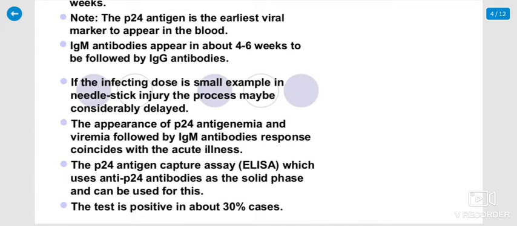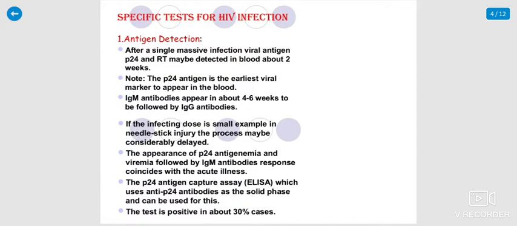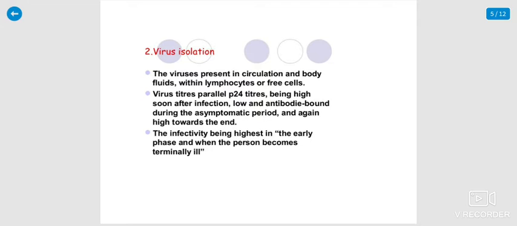The P24 antigen capture assay, that means ELISA test, enzyme linked immunosorbent assay, uses anti P24 antibodies as the solid phase and can be used for this. The test is positive in about 30% of cases. It will be an antigen detection test.